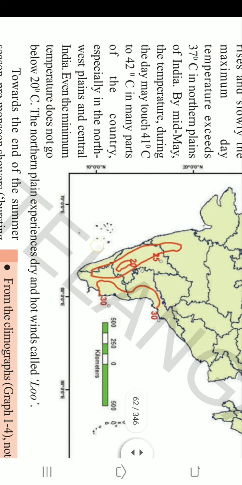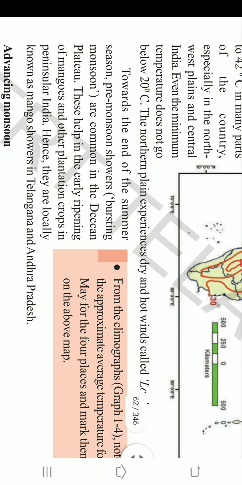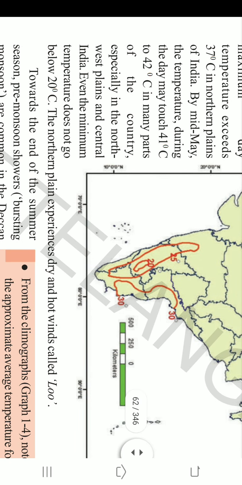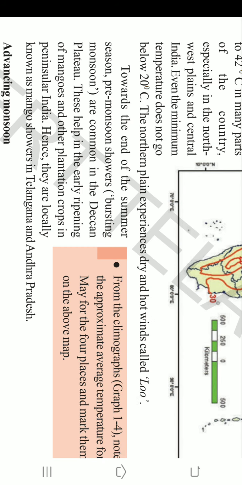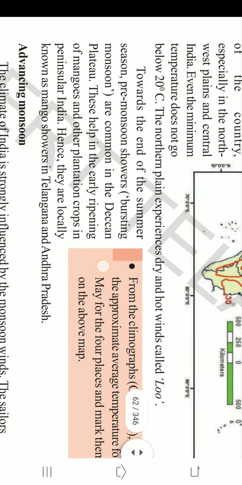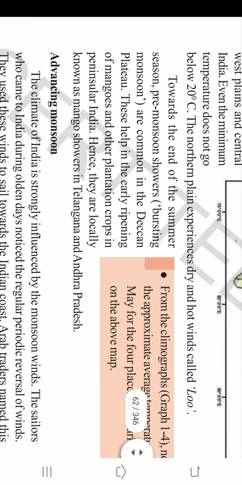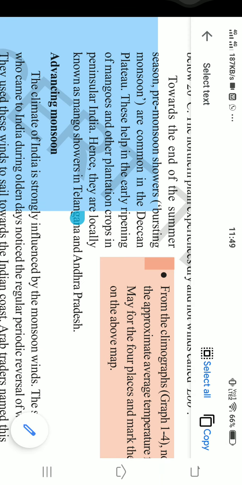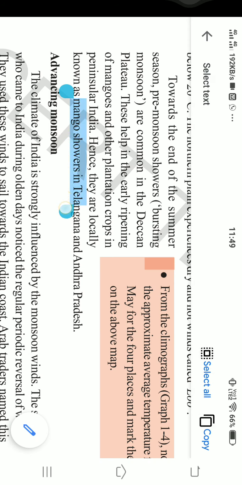And towards the end of the summer season, that is, the beginning of June, we see that rainfall starts at the end of the summer, and that will help for growing mangoes in Telangana and Andhra Pradesh, so we call them mango showers. My dear students, look at the text. I am highlighting that these are the mango showers.